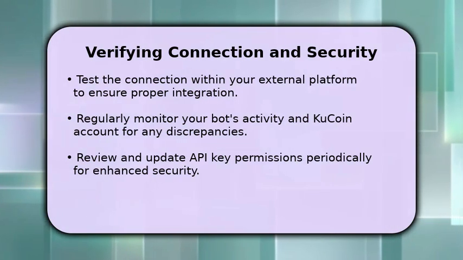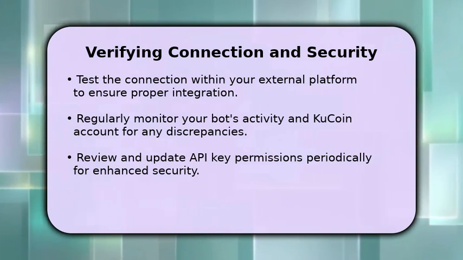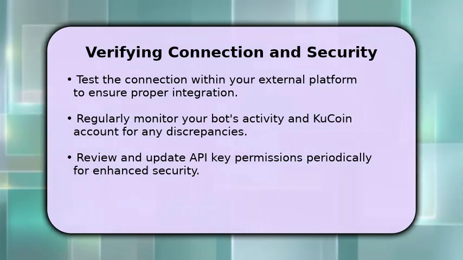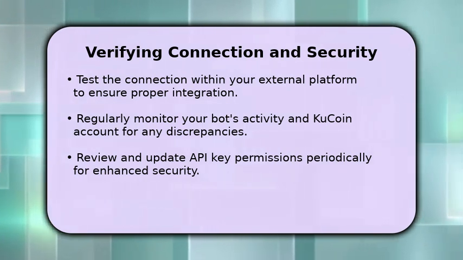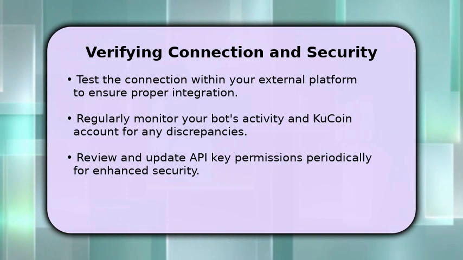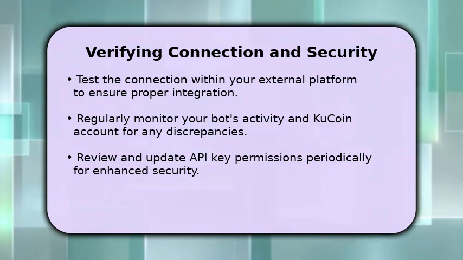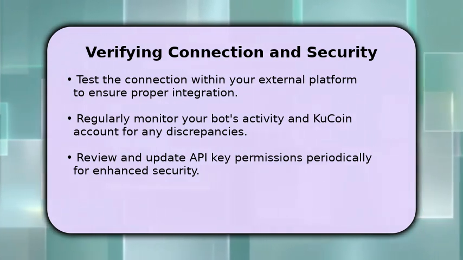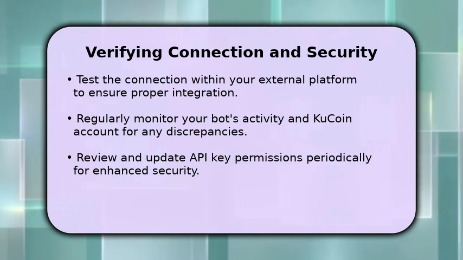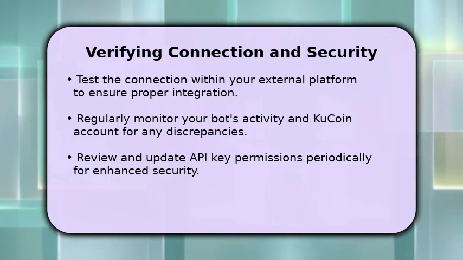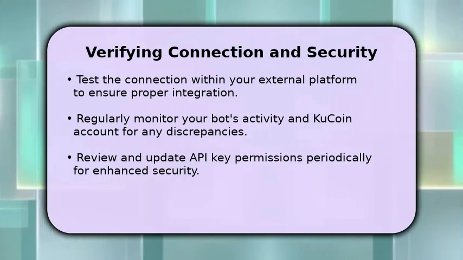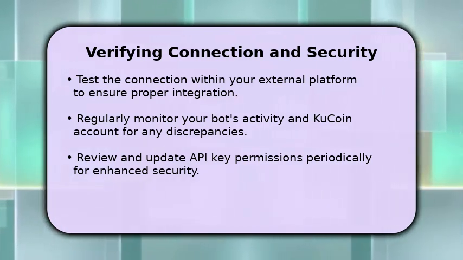After entering your credentials, verify the connection within your external platform. Most platforms offer a test function to confirm successful integration. It is vital to regularly monitor your bot's performance and your KuCoin account for any unusual activity. Periodically review and update your API key permissions, and consider rotating your keys every few months. This diligent approach helps maintain a secure and efficient automated trading setup.